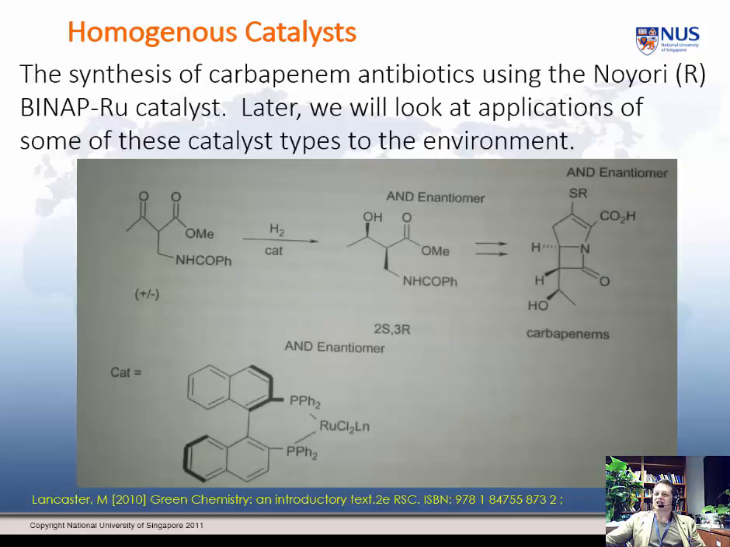Okay, later we're going to look at the applications of some of these catalysts to the environment and in cleanup. But in terms of the fundamental use of catalysts in green chemistry, I think probably we'll call it a day here.